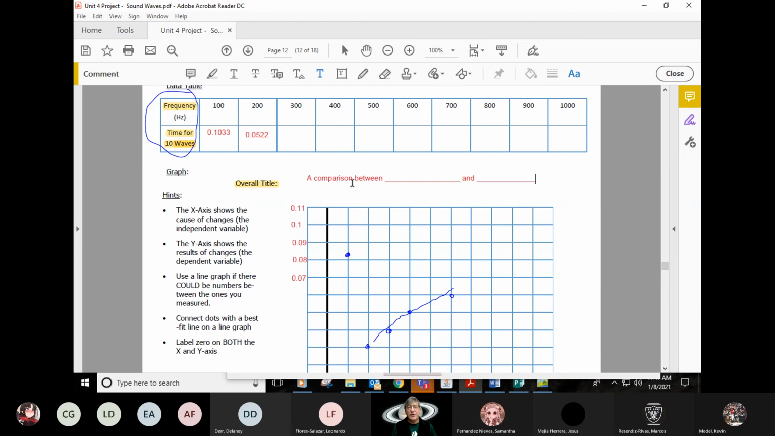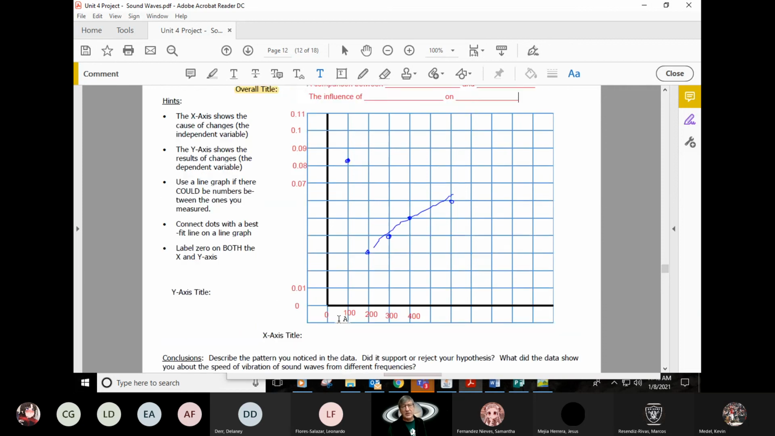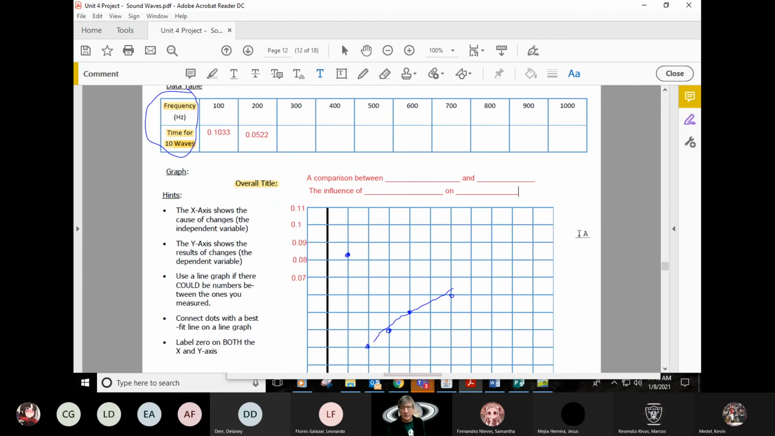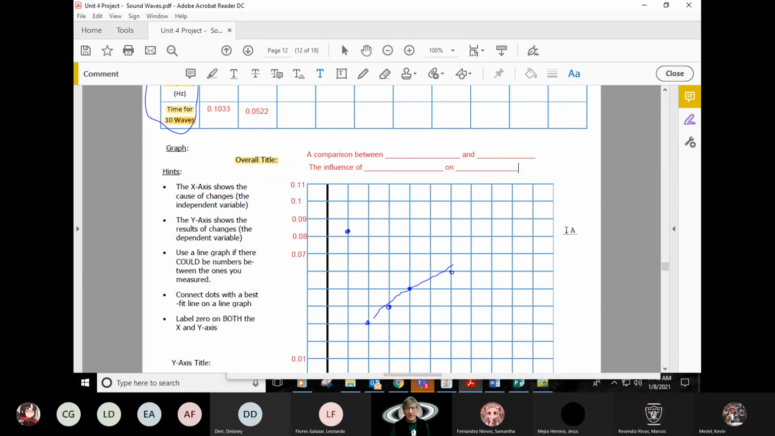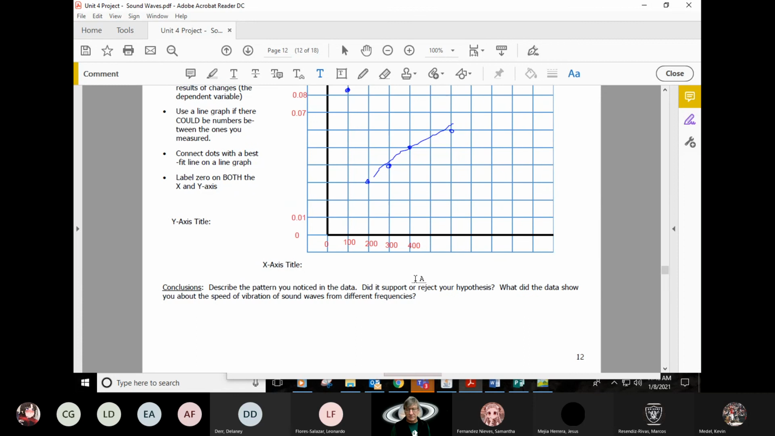Or you could say the influence of would be another way to go. The influence of blank on blank. And again, you need to include these two terms, which notice are our x and y axis titles. Those become part of the overall title. Then you're going to come to some conclusions about your data. There's a couple questions to answer about that, and then you'll be done with page 12.